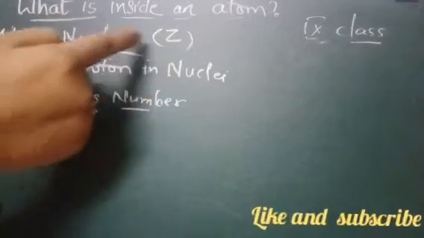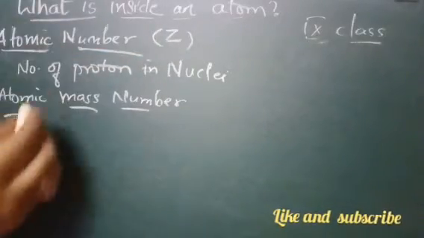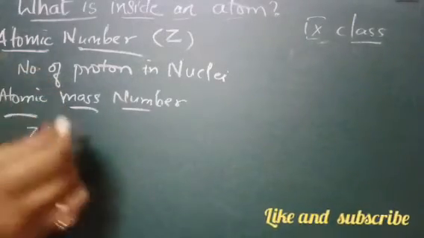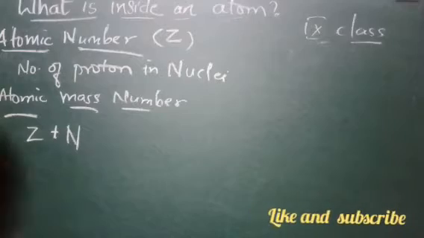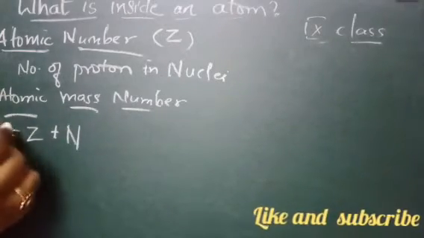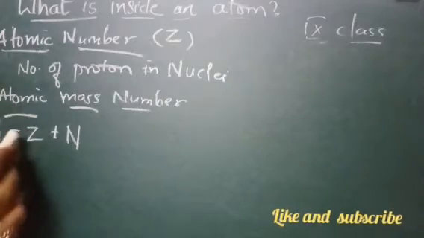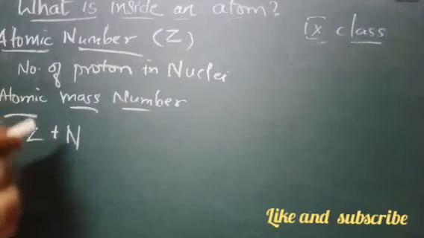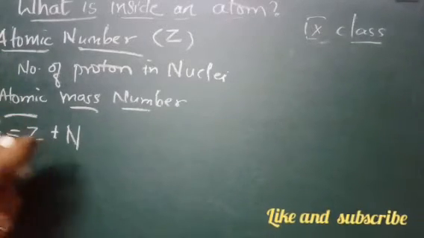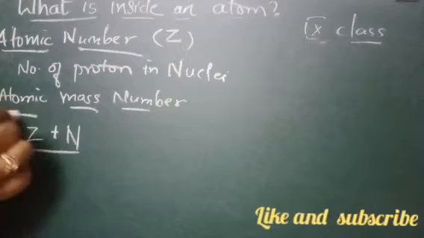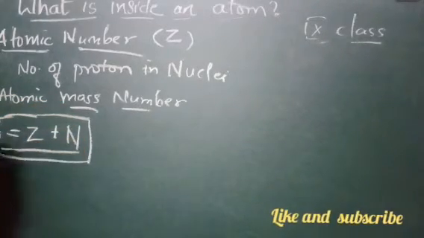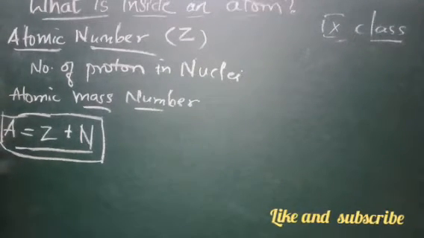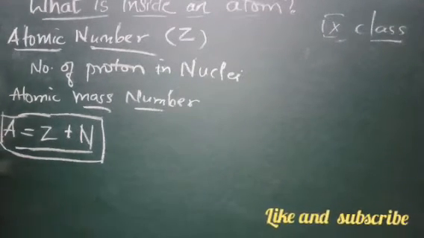As we said, the atomic number is nothing but the number of protons, given as Z, and the number of neutrons is given by N. Both together form A, that is the atomic mass number. So atomic mass number is equal to the number of protons and the number of neutrons present in the nuclei. So A is equal to Z plus N.